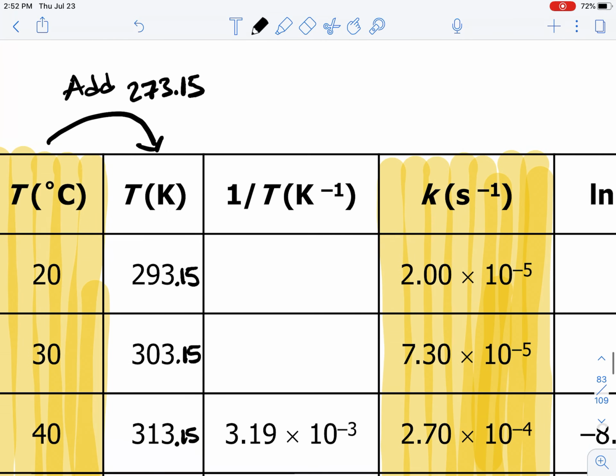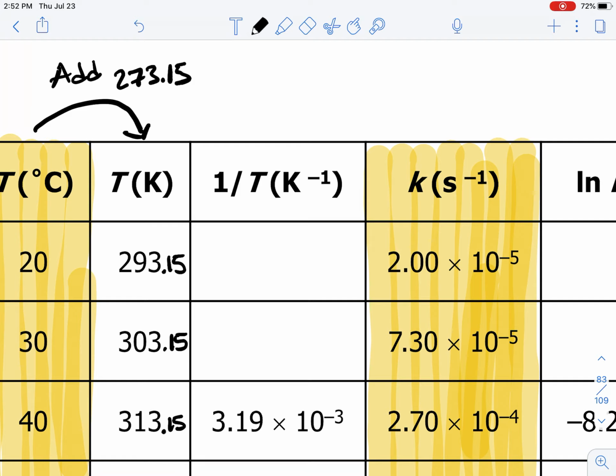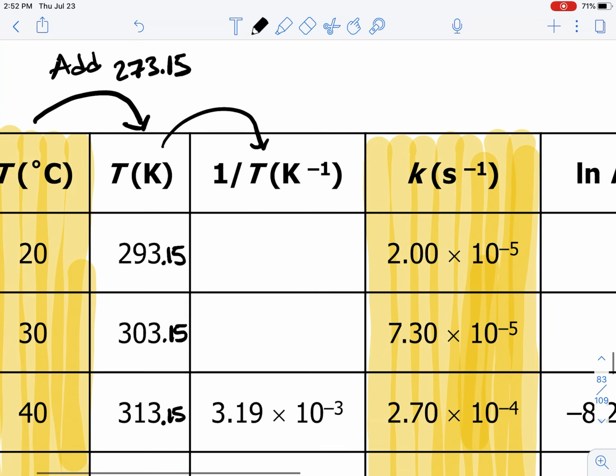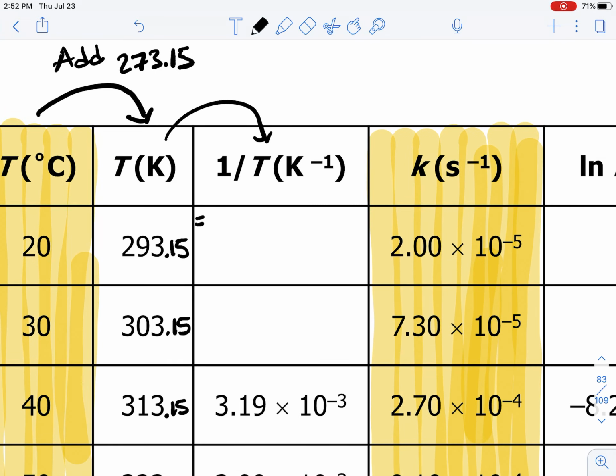And so the next thing that you're going to do is you are going to take the temperature and you're going to take the reciprocal of it. And so to take the reciprocal, it's simply going to be 1 divided by, for example, 293.15.